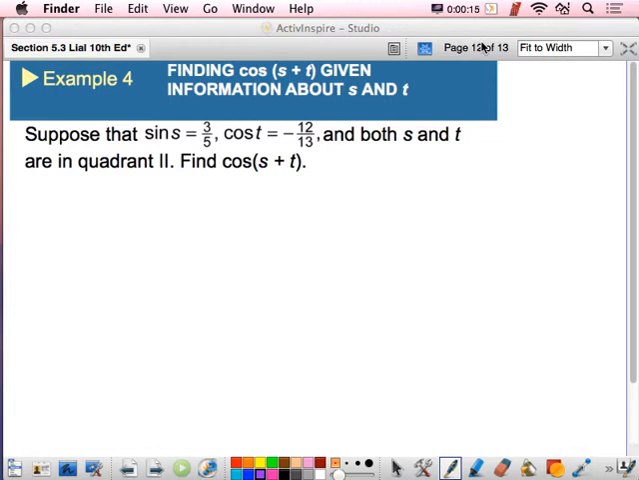This tells us to suppose that the sine of an angle S is equal to 3/5 and the cosine of an angle T is equal to negative 12/13. And we would like both S and T to be in quadrant 2. We would like to find the value of the cosine of S plus T, given just that information.